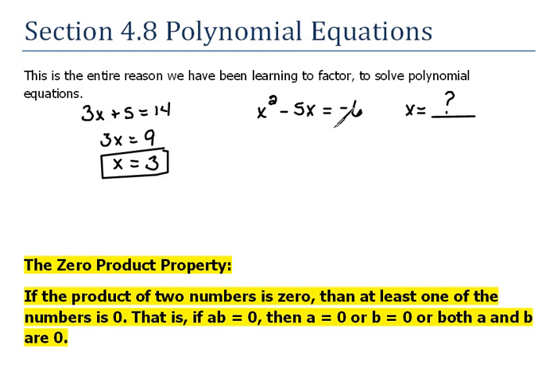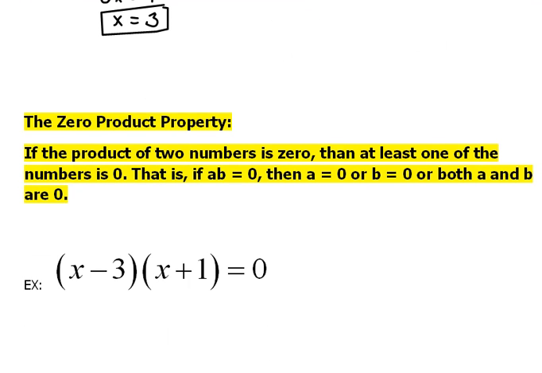But this is the exact reason why we've been learning to do all the factoring, so we can now solve these larger type problems. And in order to solve that, we're going to need a property, and that property is the zero product property. Now this says if the product of two numbers is 0, then at least one of those numbers is 0. That is, if a times b equals 0, then a is 0, or b is 0, or both a and b are 0. So let's break this down and try and figure out what it's saying.